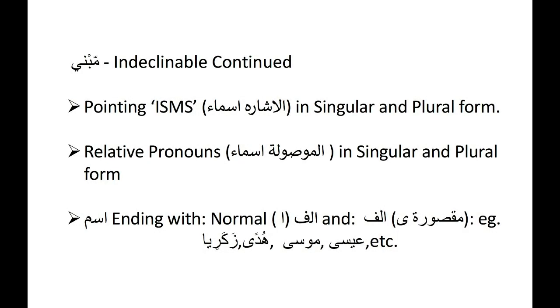For now, please remember that the following 3 types of isms are mabni. Number 1, pointing isms, ismul ishara, in singular and plural forms. Number 2, relative pronouns, ismul mausula, in singular and plural forms. And number 3, isms ending with normal alif and alif maksura. For example, Musa, Isa, Huda, Zakaria.